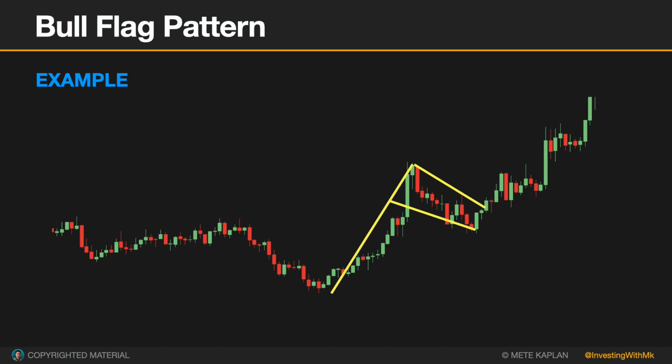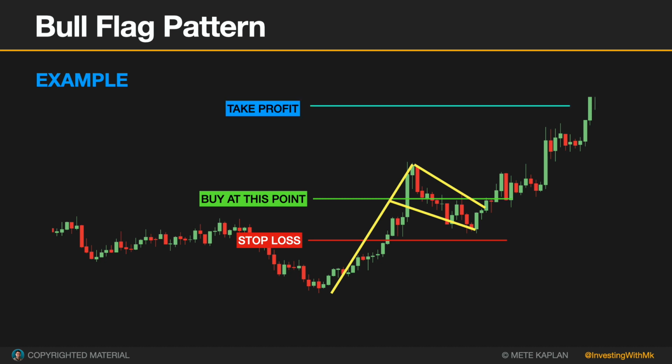Now we are ready to enter the stock, looking for a breakout from the flag. We open our position with the flag breakout and place our stop loss order at the bottom of the flag. The general take profit point is a 1 to 2 risk reward ratio.